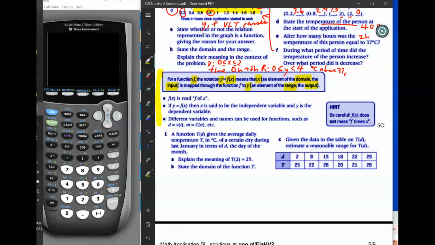Okay? And the way we say it is not fx, it's f of x. That's important for when you do videos and things like that, but on an exam you never actually say it, so not a big deal. If y equals f of x, then x is said to be the independent variable and y is the dependent variable. We talked about that too, didn't we? Okay, and different variables and names can be used for functions. Remember we talked about how maybe you have different letters to represent x and y instead of just x and y.